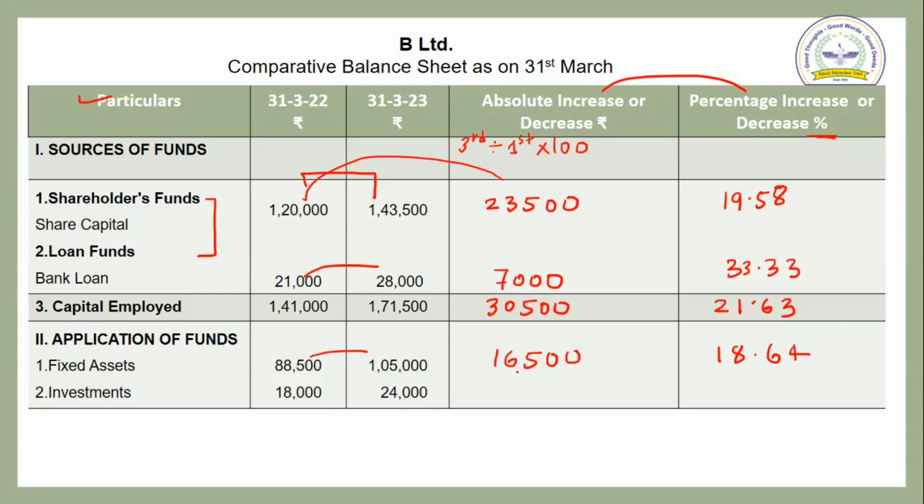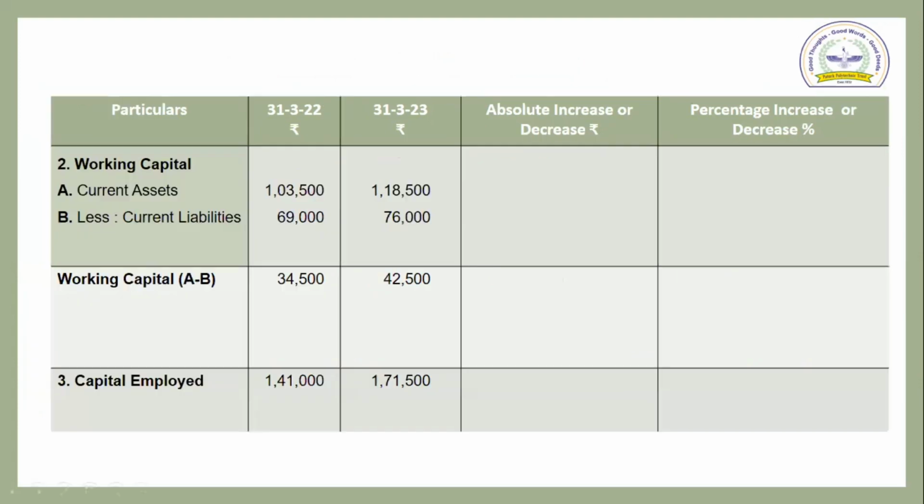Now we are going to see the investment. Difference is of 6,000. So we are going to divide 6,000 divided by 18,000 multiply by 100. So we are going to get 33.33%. In this way, we are going to solve. Now come here. Working capital, current assets 1,03,500 and 1,18,500. So we are going to get the difference of 15,000 rupees.